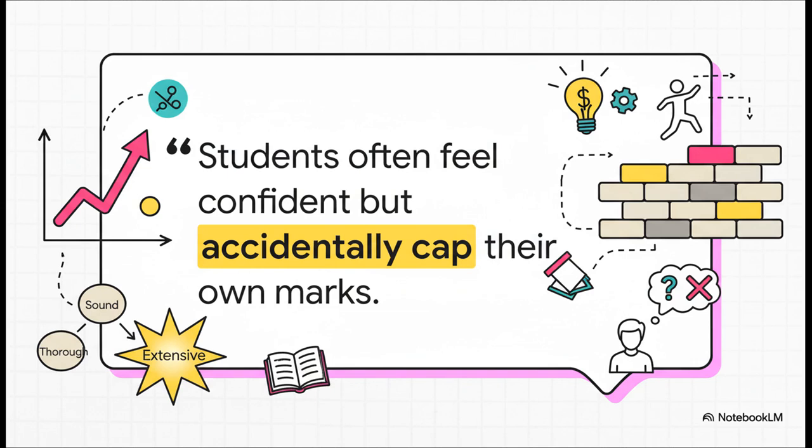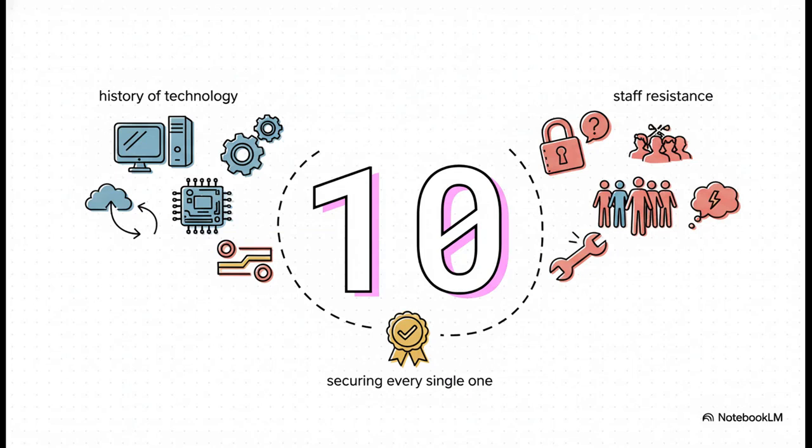As a marker, I see it all the time. Students write these brilliant histories of technology, but they get stuck. They cap out at a sound or thorough rating. But we're not aiming for that. We are aiming for extensive. And it's a big deal. There are 10 crucial marks up for grabs in part 4. You've got 5 for the history of the technology and another 5 for talking about staff resistance to that change. Let's make sure you walk away with every single one.